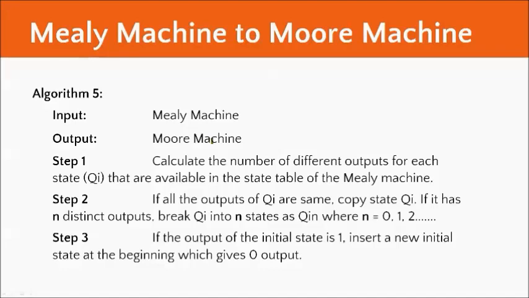Algorithm 5: input, Mealy machine; output, Moore machine. Step 1, you are to calculate the number of different outputs for each state. Step 2, if all the outputs of a state are the same, copy the state. If there are distinct outputs, then you are to break the state. Step 3, if the output of the initial state is 1, insert a new initial state at the beginning. So that's the end of our topic for today.